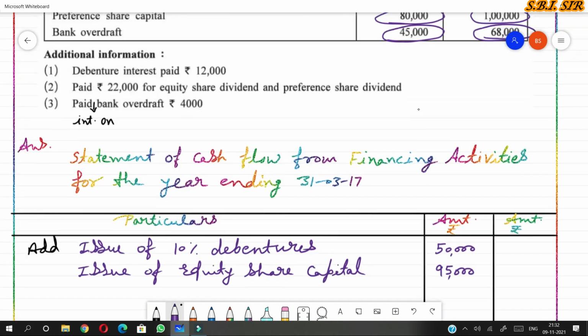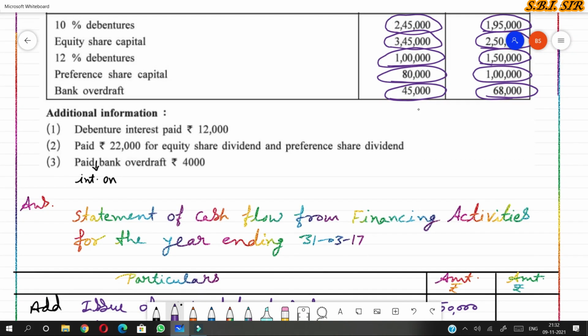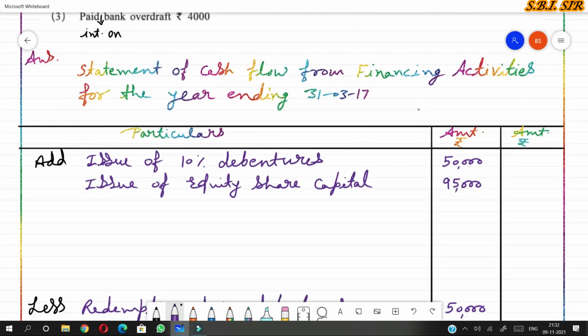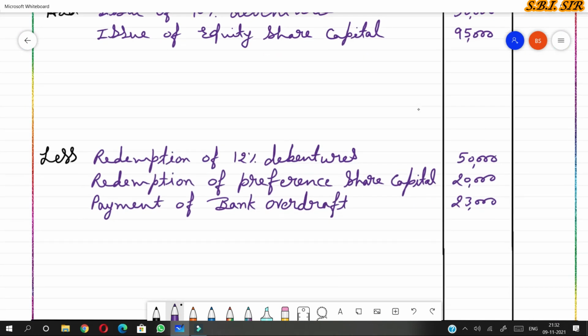Next, debenture interest paid 12,000. So cash flow decreases, we will write here debenture interest paid 12,000.